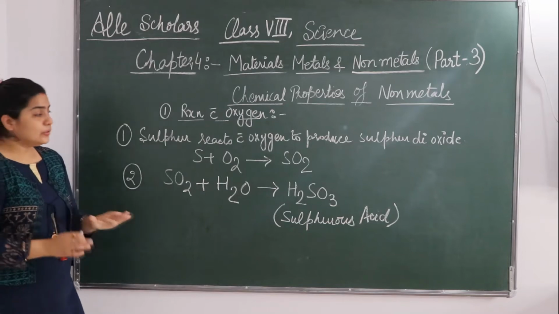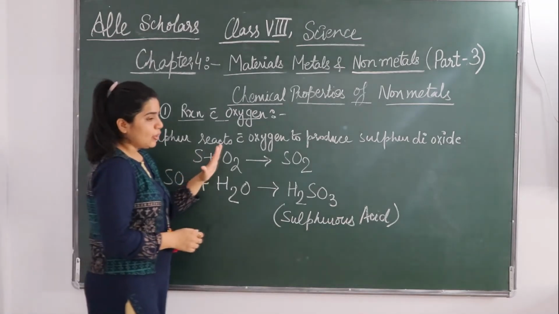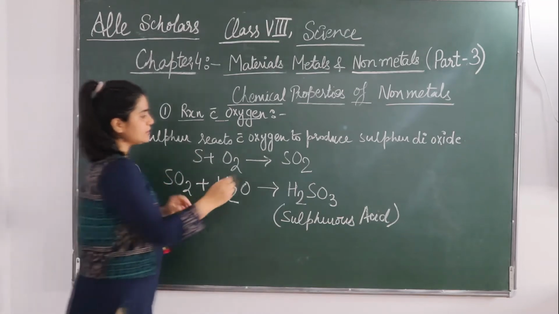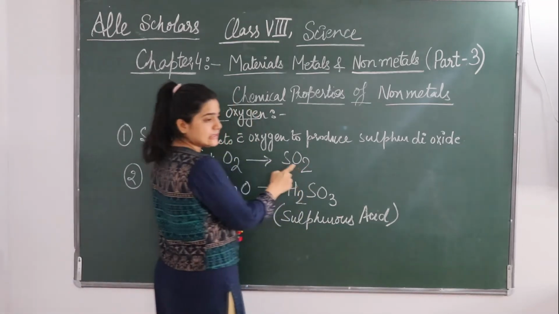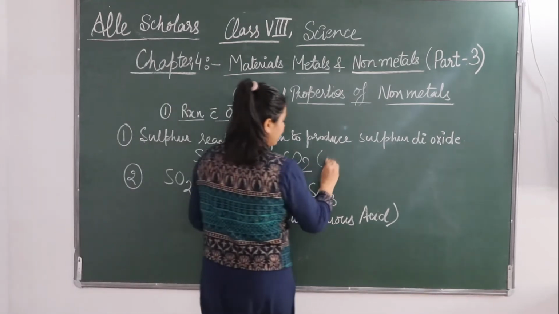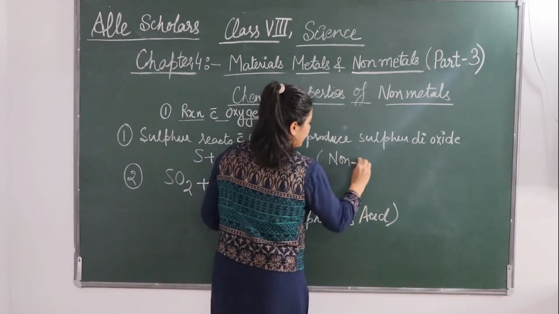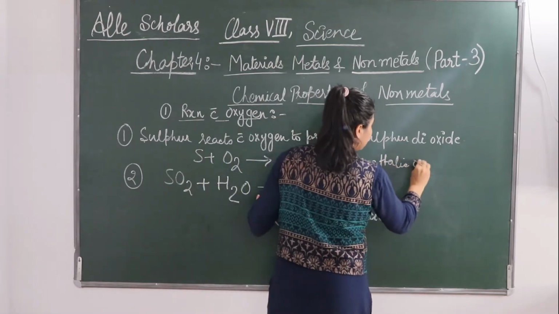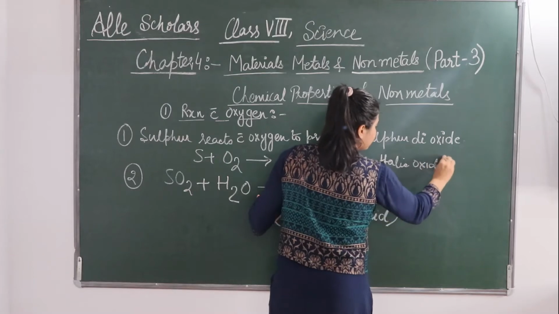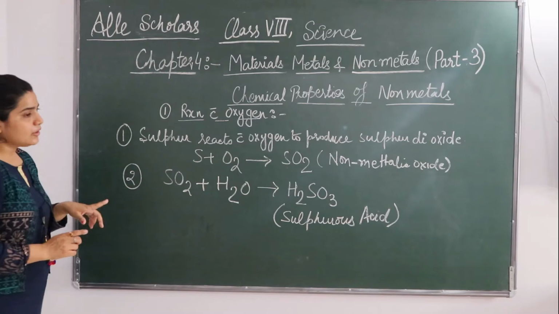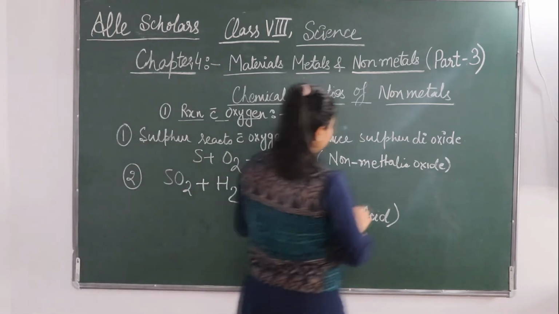Is that clear to you? When a non-metal reacts with oxygen, it produces a non-metallic oxide. This is what sulfur dioxide is, a non-metallic oxide. Fine. The first thing is that a non-metallic oxide is being produced.